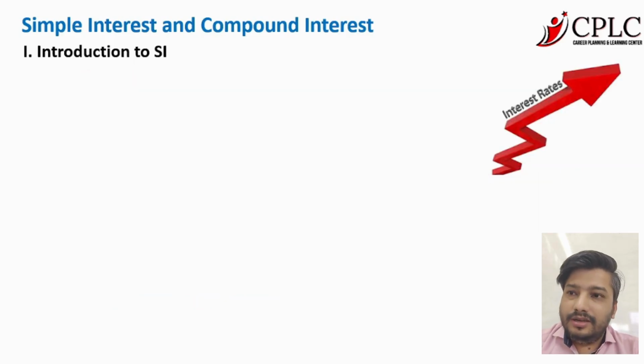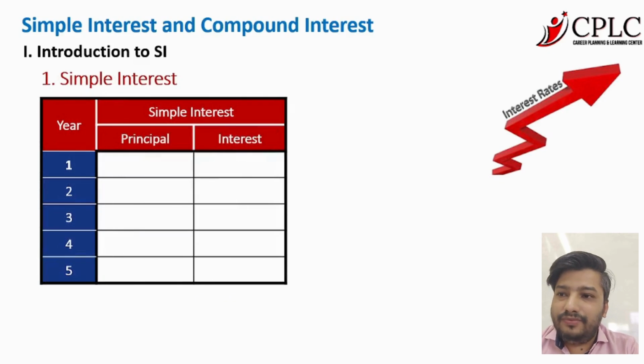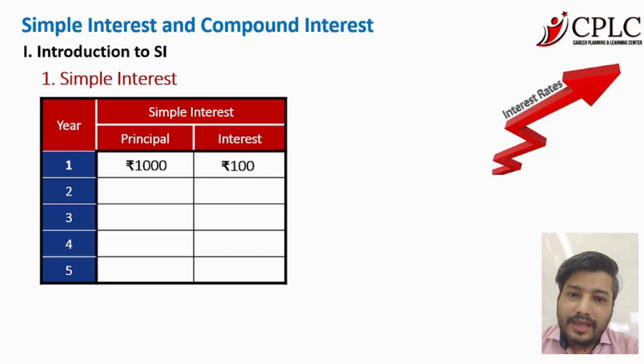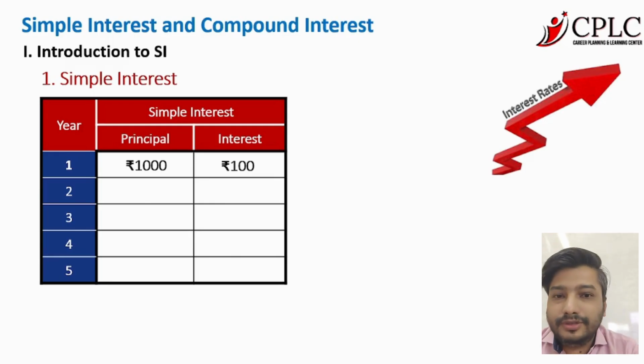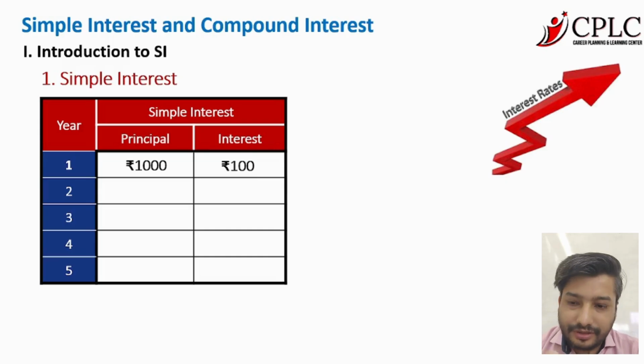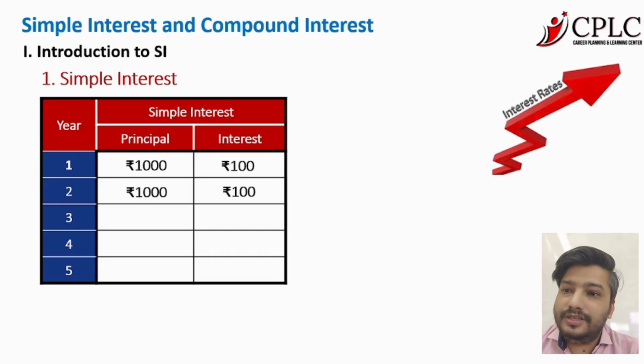So let's say we have 1,000 rupees principal, and it is getting invested at 10% per annum return. If it is going to be simple interest, then what really happens here? As the name suggests, it is fixed. Every year you are going to get 10% irrespective. So 10% of 1,000 becomes 100 rupees. In the first year you get 100 rupees as the returns. In the second year you are also going to get the same number, 100, and so on and so forth.